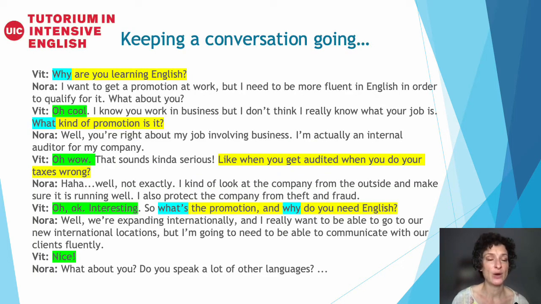So if we look now, we can see all of the follow-up questions are highlighted in yellow. And we can see our WH questions are highlighted in blue. So Veet asks his first question, of course, why are you learning English? And then he asks Nora, what kind of promotion is it? And then he says, okay, that sounds really serious, because Nora says, well, you're right about my job involving business. I'm actually an internal auditor for my company.